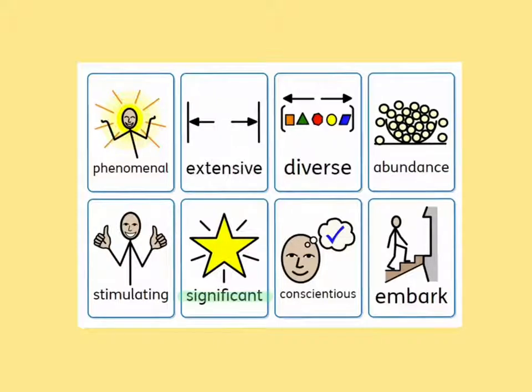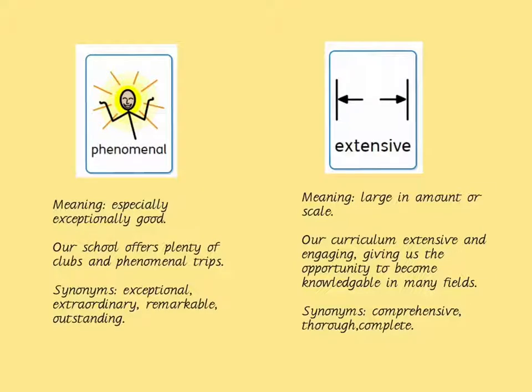Now, I'm thinking of a word that means a variety of things. Well done if you thought diverse. If you're thinking of diverse, you're talking about a variety of things, a variety of sweets, a variety of Legos, a variety of colors, a variety of clothes, a variety of choices, diverse choices. Right, let's go over the meaning of every single one of them before we can actually use them. So let's remind ourselves of phenomenal.